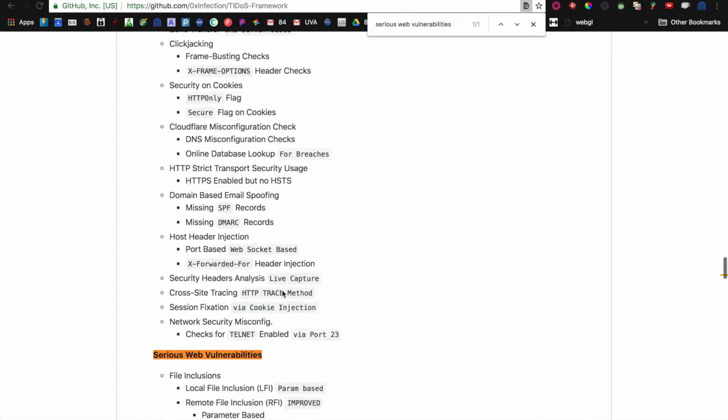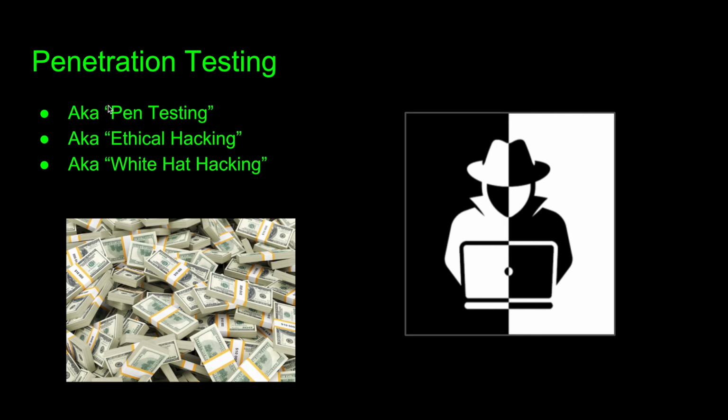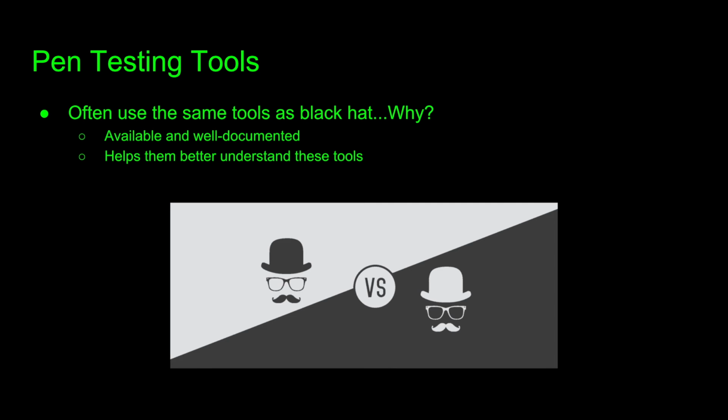and lots more. And then we have penetration testing, also known as pen testing, ethical hacking, and white hat hacking. The idea here is to hire actual people to think like the attacker and find vulnerabilities before someone else does. Since the testers are actual human beings that are experts in their field, this option is usually a lot more expensive than vulnerability scanning. Pen testers use a variety of software tools to help them hack into the system. Typically, they actually use the same tools as black hat hackers. Why? Well, first of all, they're pretty available and often well documented, but also using these tools helps the testers better understand how they work and how to defend against them.